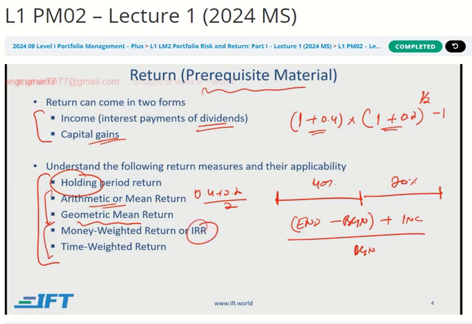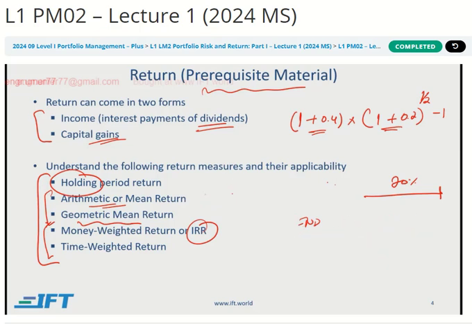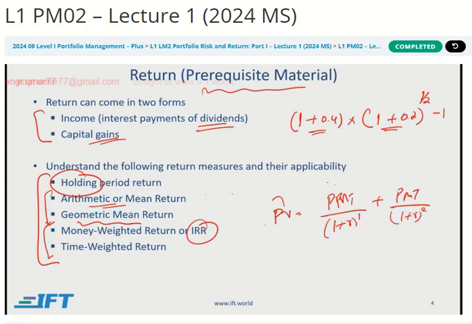And then money weighted return is your IRR, where we say, okay, what are the cash flows we are getting from a certain investment? What are we paying for this? What are the cash flows we're getting? And that rate, which let's say we call R, that rate which will equate the present value to the future value, that return is called the money weighted return or the IRR.